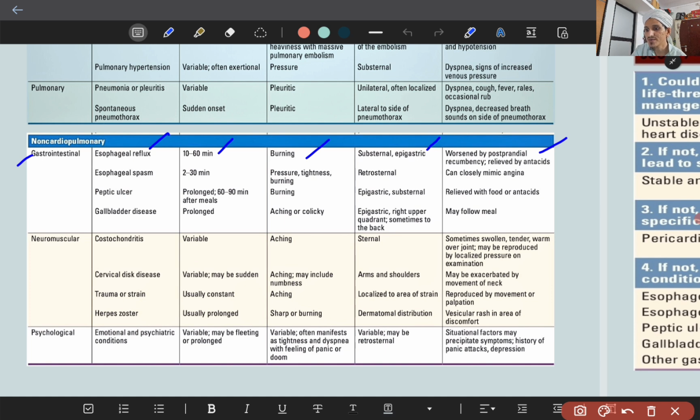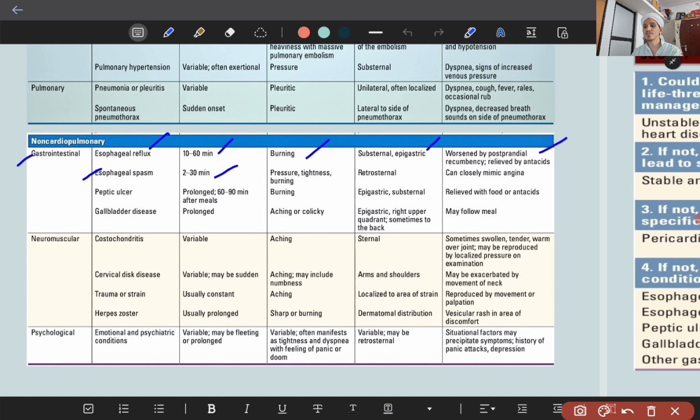Then esophageal spasm is the next cause. Onset is 2 to 30 minutes. This is very important. In some patients who have an anxious personality, the lower esophagus is very sensitive to foods and acid. It is called a hypercontractile lower esophagus. In some patients it is there.